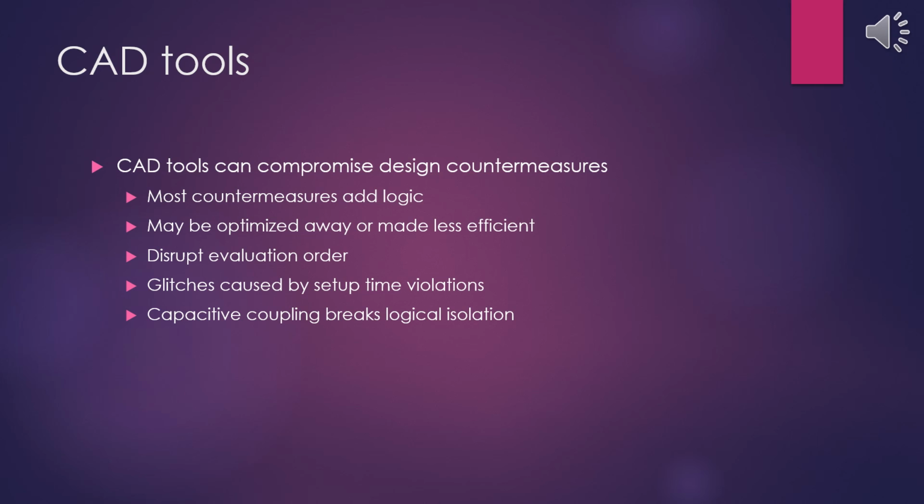In some masking schemes, the order of evaluation is important to make sure that the unmasked key is never made available, and CAD tools which reorder the logic can disrupt that. Additionally, in dual rail circuits, setup time violations can cause glitches where the true value of a signal might be made available through timing information. Capacitive coupling between components during routing can cause information to leak between individual combinational components.